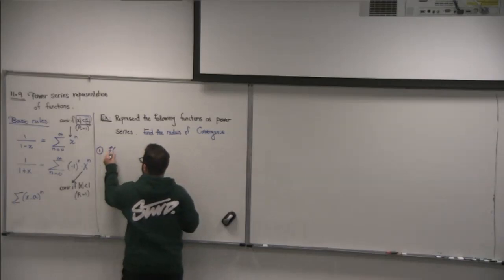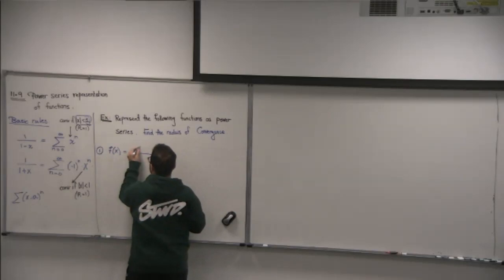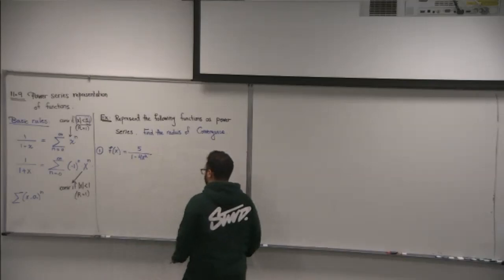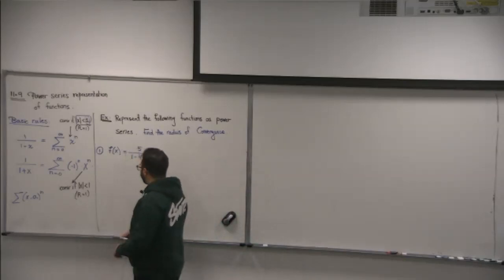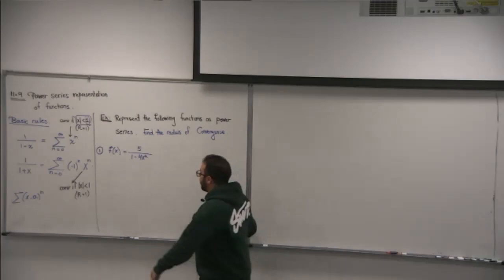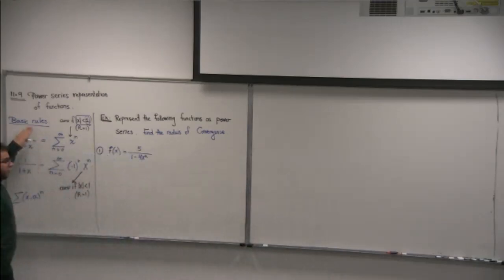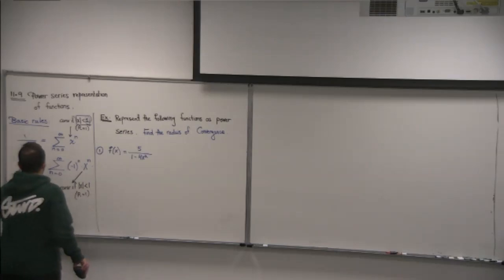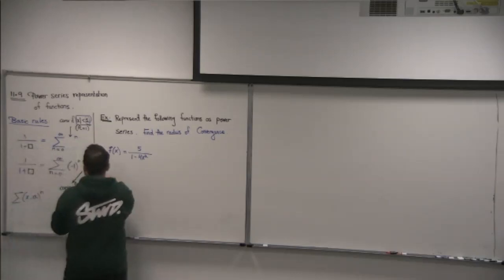So f of x equals 5 divided by 1 minus 4x squared. Okay. Now, essentially here, we want to generalize this rule. What does that mean? The most important thing that I have to have is the 1 and the 1 here, and the 1 and the 1 here. That's it. Here, instead of x, I could have anything. I'm just going to put literally a box. That box could contain anything.